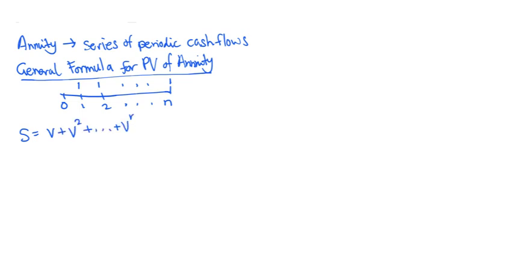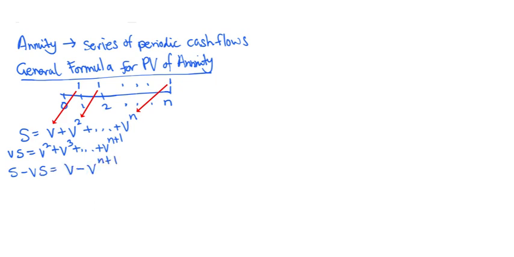S is equal to v plus v squared, and so on until v to the power of n. Note how the first cash flow is being discounted by a factor of v. The second cash flow is being discounted by a factor of v squared, and so on. Multiplying both sides by v, then subtracting from the original summation, and solving for S gives v times (1 minus v to the power of n), all divided by 1 minus v.